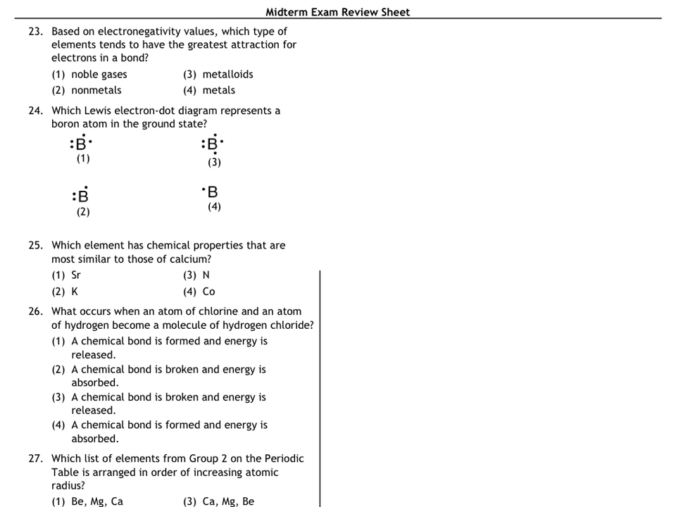All right, 23. Based on electronegativity values, which type of elements have the greatest attraction for electrons? So they're essentially asking you for the answer choice that has the highest electronegativity. It's definitely not going to be number 1. Noble gases have 8 electrons in their valence shell, and therefore their electronegativity would be 0. Metals and metalloids are on the left-hand side of the table, so their electronegativities are going to be lower than the nonmetals, which are on the right.